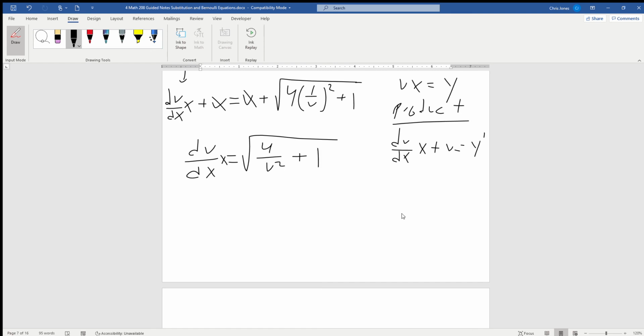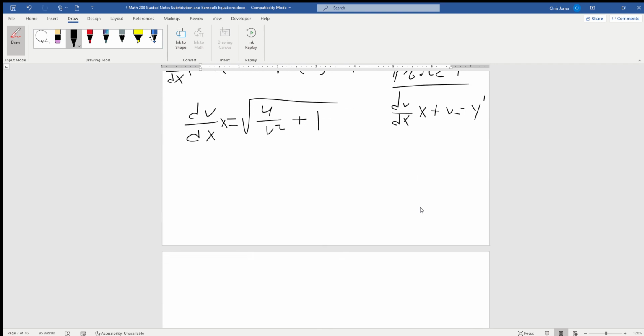All right. Now this looks like a pretty ugly sort of radical to work with, but in fact, it's actually not that bad. We're going to have to do some algebra magic on this expression. What we're going to do is get a common denominator for the 1. So we can rewrite 1 with the denominator of v squared. So we can rewrite 1 as v squared over v squared. And we can now rewrite the expression as the square root of 4 plus v squared over the common denominator of v squared.